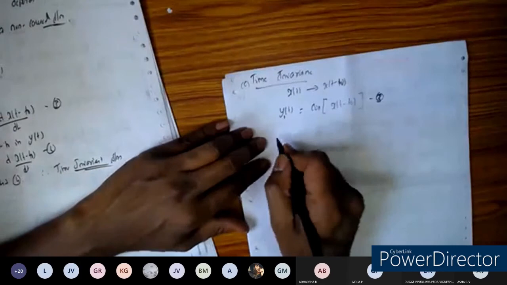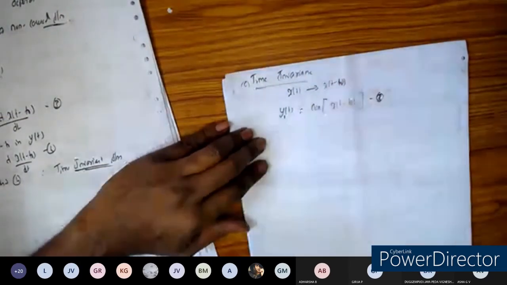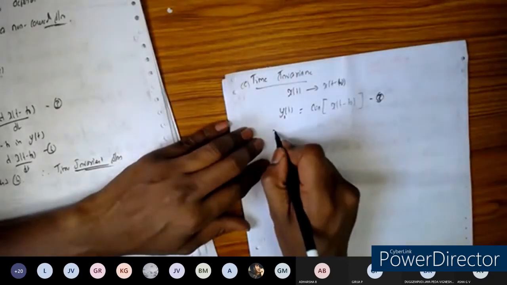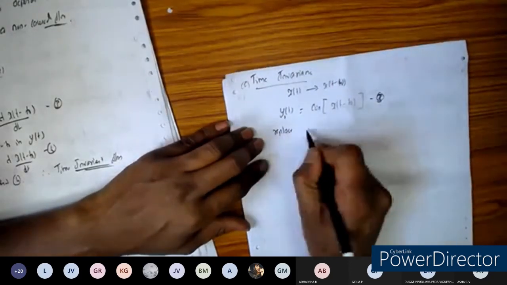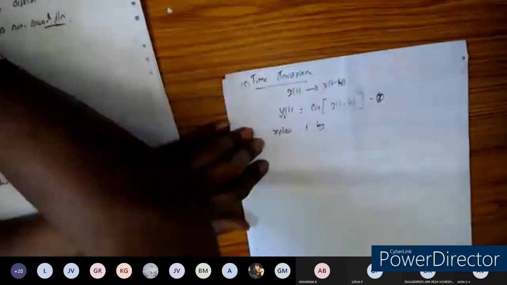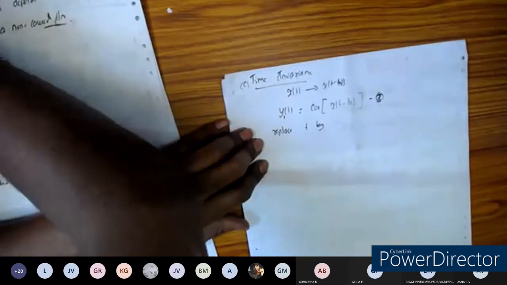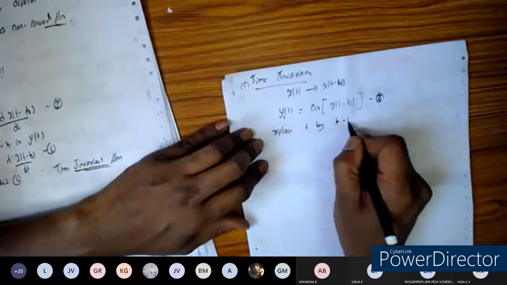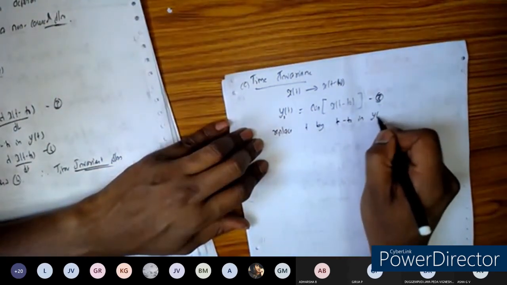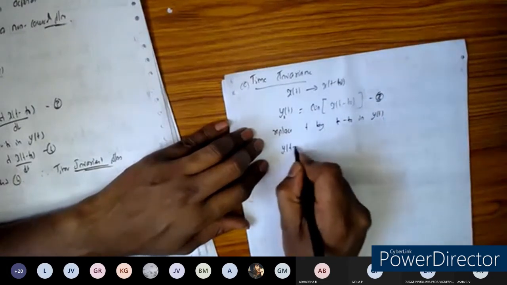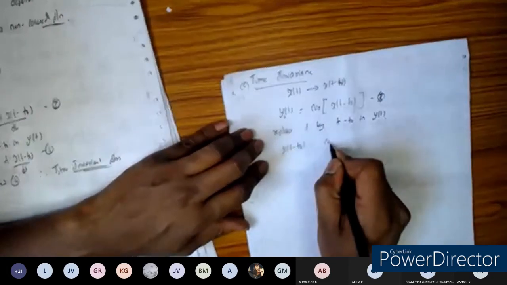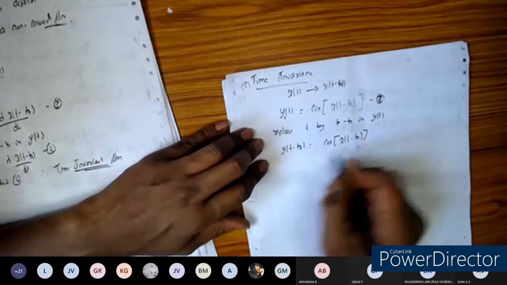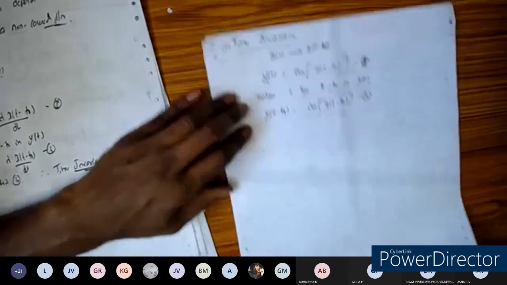Now let us replace t by t minus t naught in y of t. So it has become y of t minus t naught is equal to cos of x of t minus t naught; wherever t is there, we replace it with t minus t naught. Call this equation number 4 here.